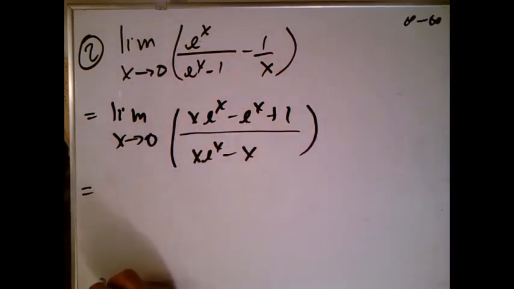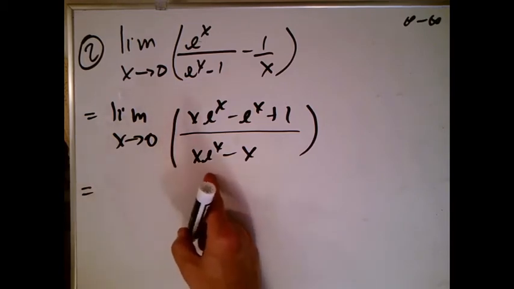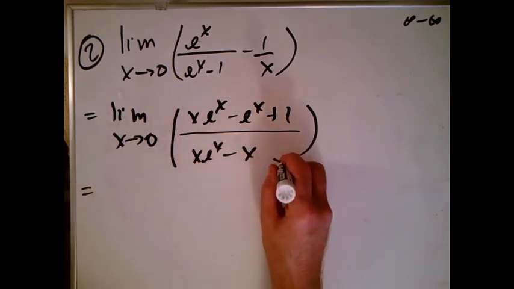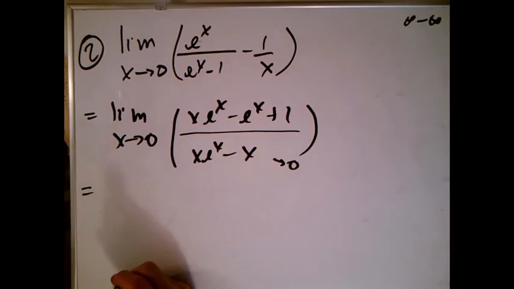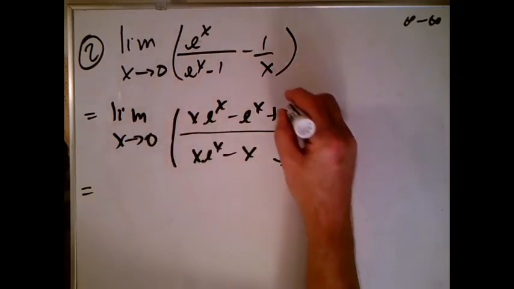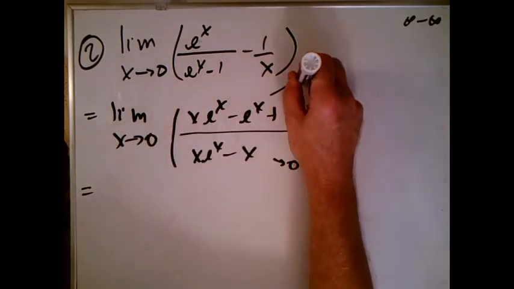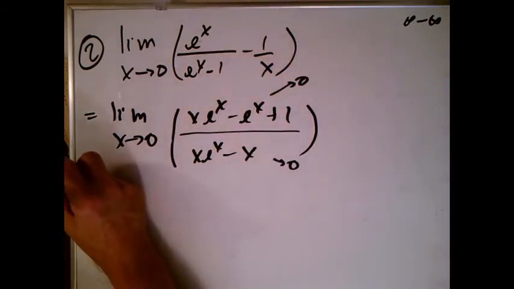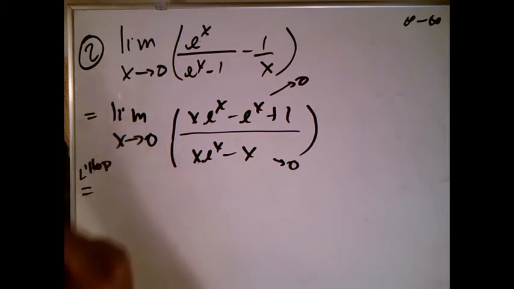Anyways, when x gets close to 0, this is going to be 0 times 1 minus 0, so the whole bottom's getting close to 0. When x gets close to 0, that's going to be 0 minus 1 plus 1, so the whole top is getting close to 0. And at least we get to use L'Hopital's rule. So we get to put our little L'Hop right there.